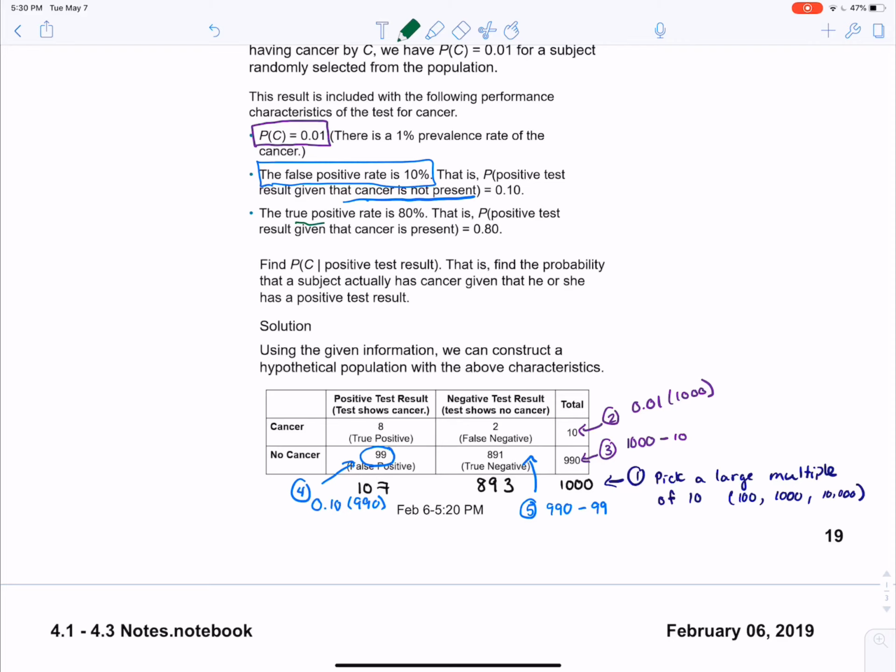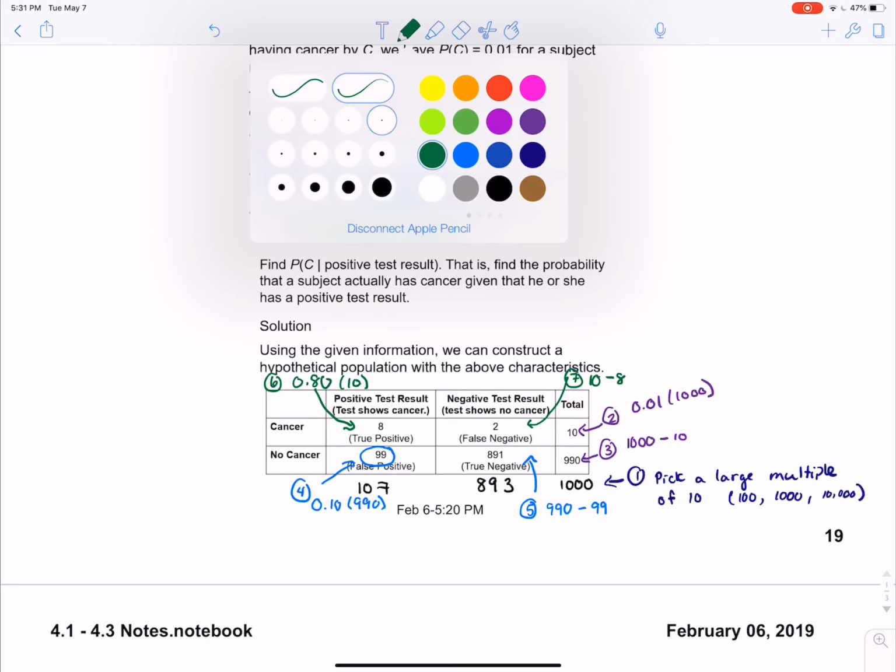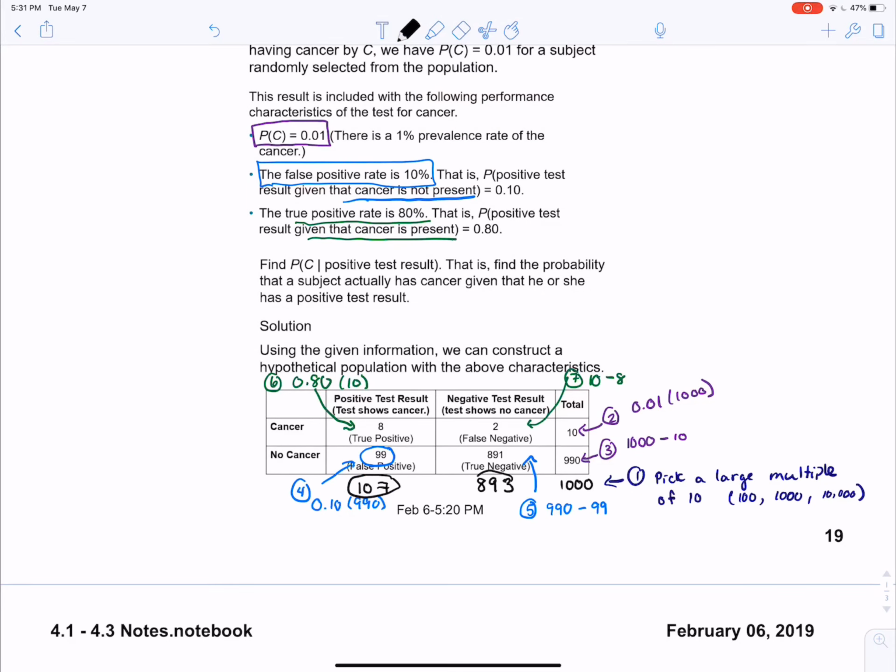Then we'll look at this true positive rate of 80%. That's right here. Just like before, we're not taking 80% of the total population. It was a positive test given that cancer is present. So cancer was only present for 10 people. So we do the 0.8 times 10. And then to figure out this last part of the table, just like we've done before, we take the total number of people in the row and subtract out the 8 that we've already figured out. You can get these black totals that we wrote in before just by adding.